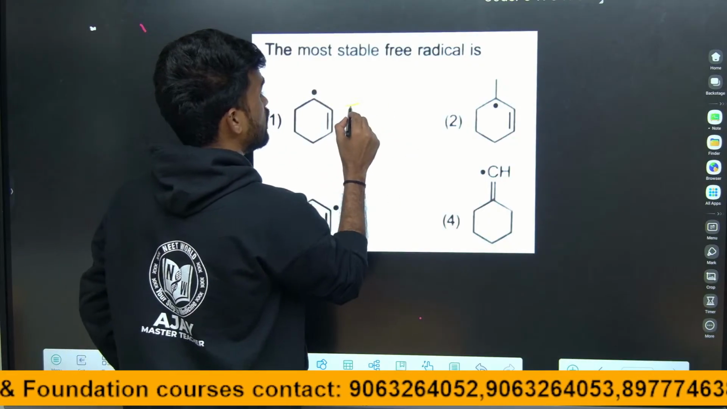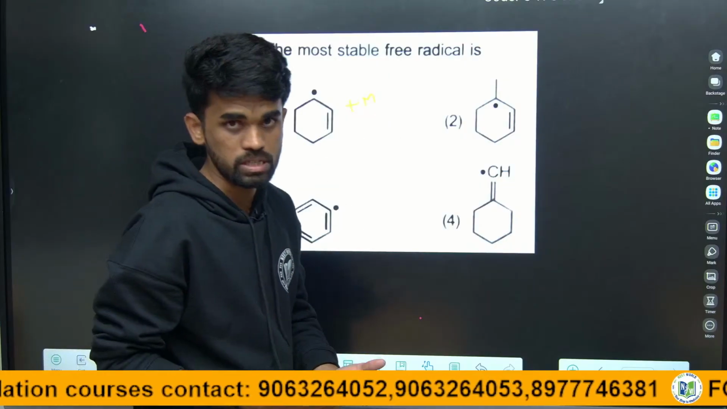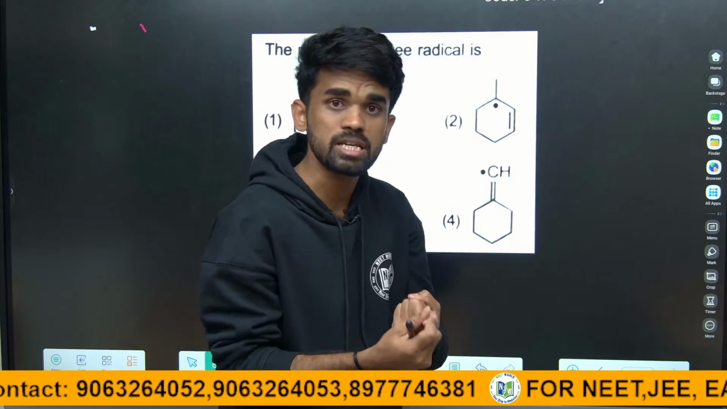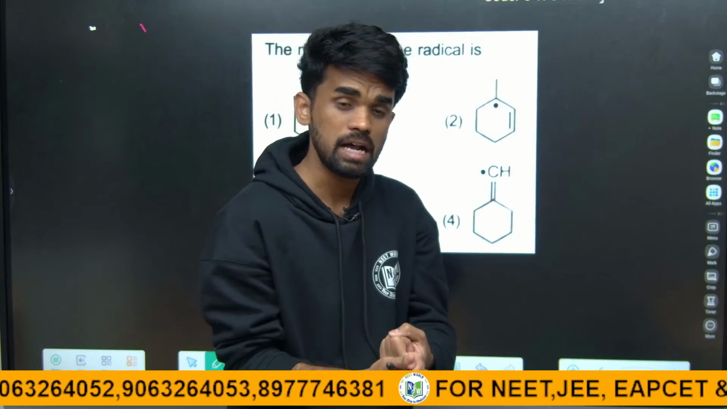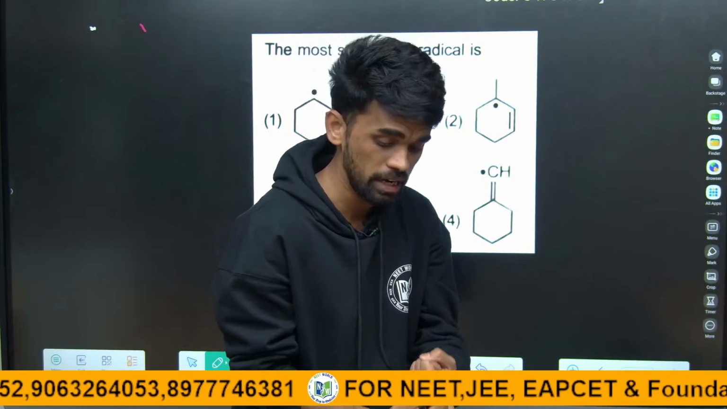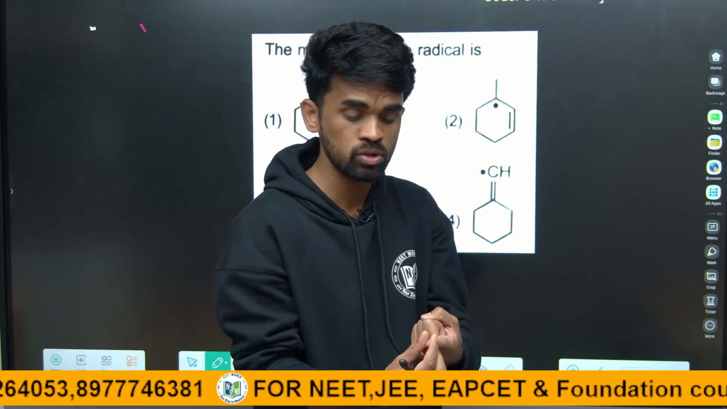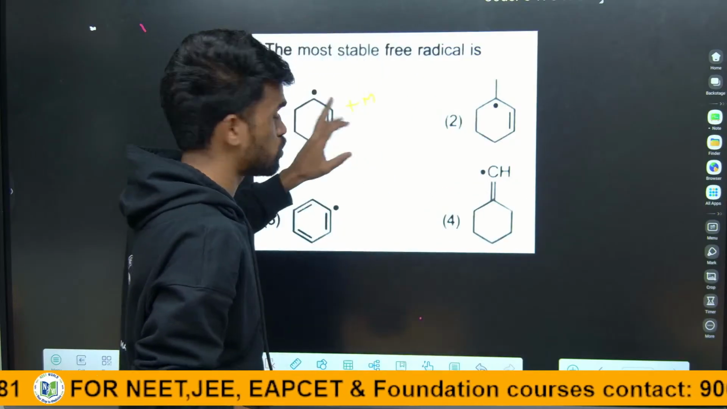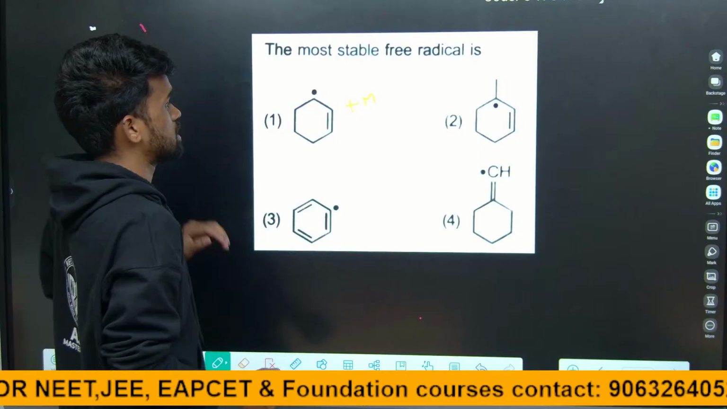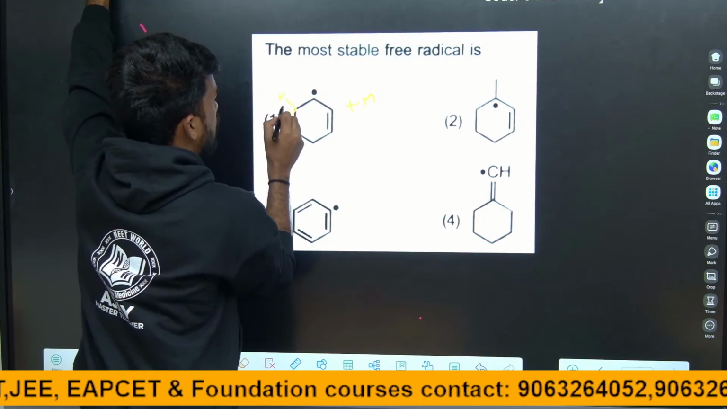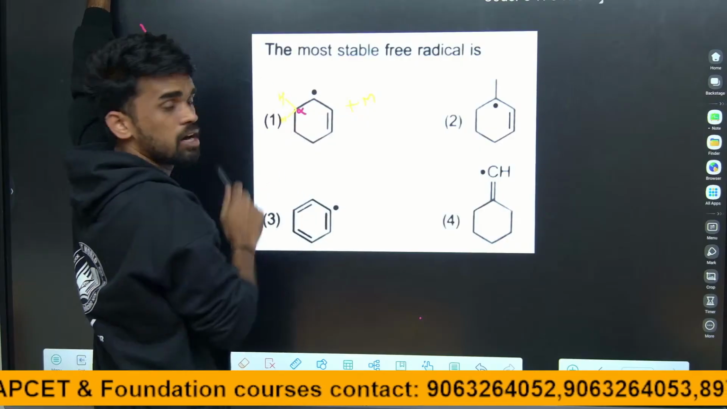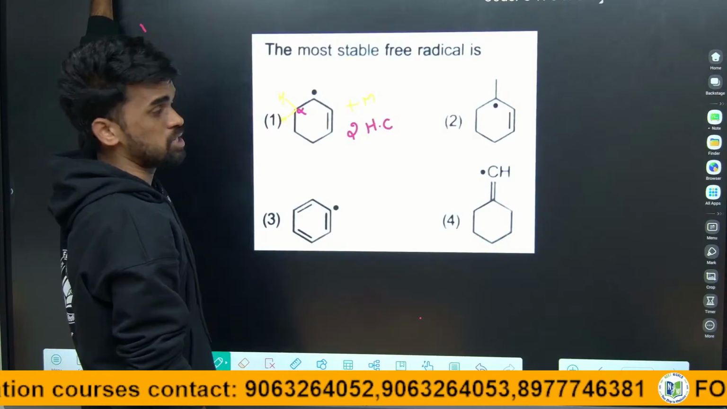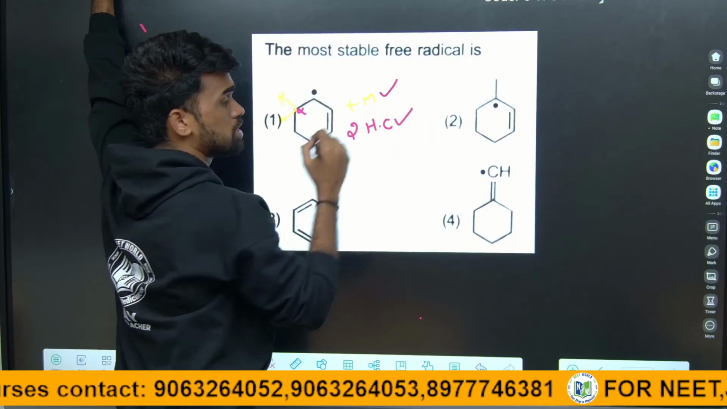So what are the effects we can expect? While solving questions, we need to check whether the given species is stabilized by the mesomeric effect, hyperconjugation and also the inductive effect. These 3 effects we have to take into consideration while answering a question. So here the mesomeric effect is there, yes, plus M is there. Next, here we have 2 hydrogens on the alpha carbon, so 2 hyperconjugative structures are also possible. Yes, it is stabilized by mesomeric effect and also hyperconjugation.